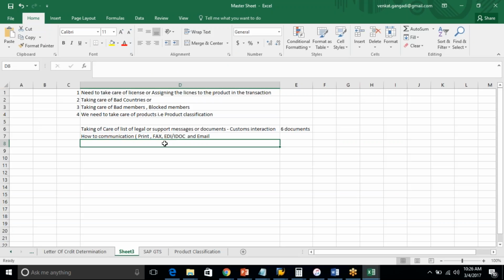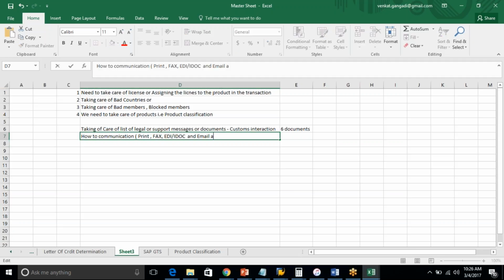So don't you think about the frequency? Often. So we need to think about the frequency of sending the data, and also acknowledgement from the customs. All those things come under the customs communication process.